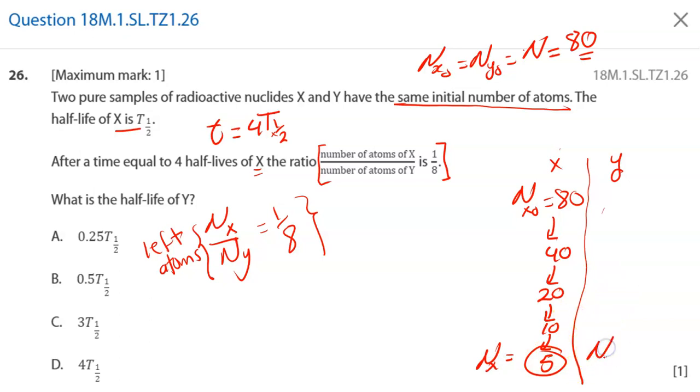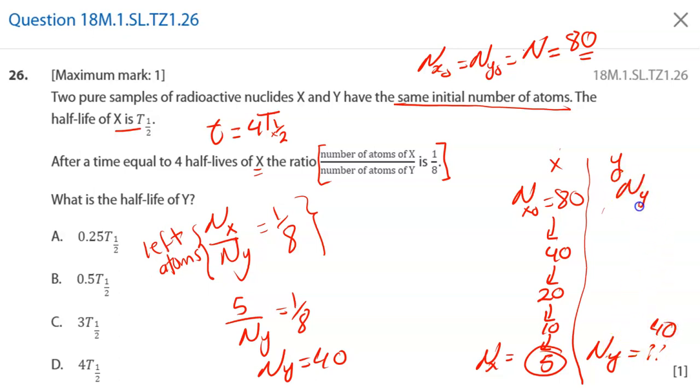What is the number of atoms left in sample Y after the same time? We can use here the ratio. So N_X is 5 over N_Y equals 1/8. So N_Y equals 40. So the number of atoms left after passing time T in sample Y is 40. So let's compare it with the original number, which is 80 in our assumption. So this means that for sample Y, time T is equivalent to 1 half-lifetime of Y.